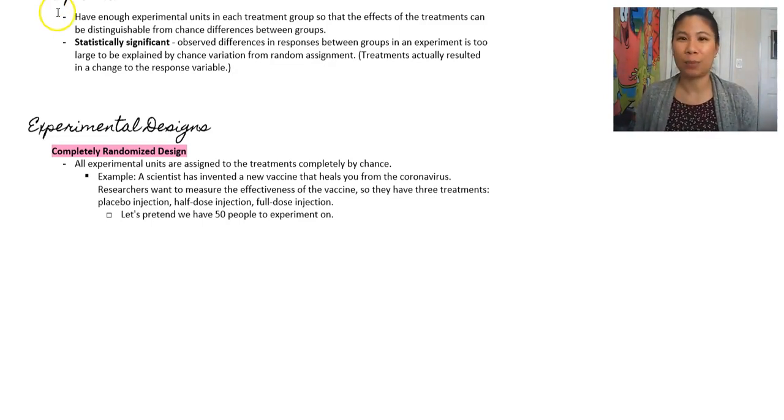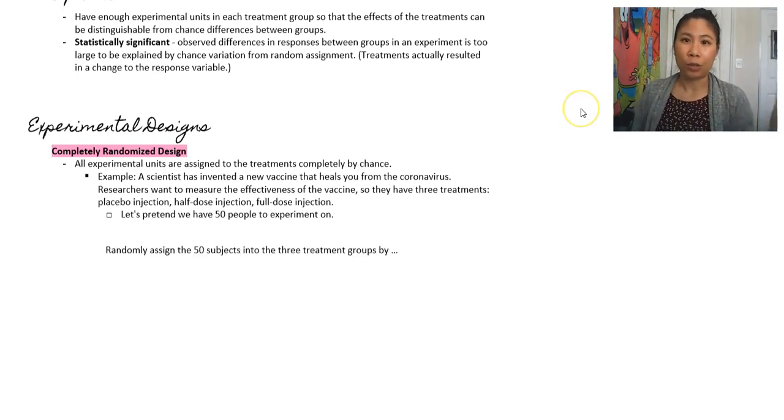Last time we talked about how to actually gather these people to be in your study. So we might have used some sort of sampling method to get these 50 people. In order to randomly assign our 50 people into our 3 treatment groups, we need to use some sort of random process. There's lots of ways you can do this, so I'm just going to list a few.